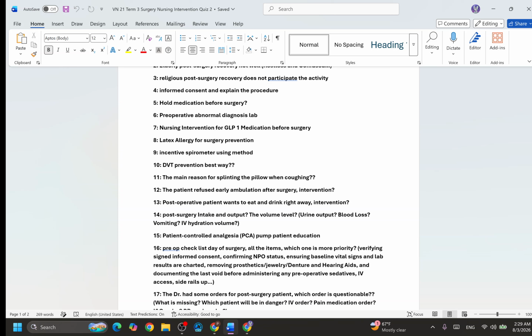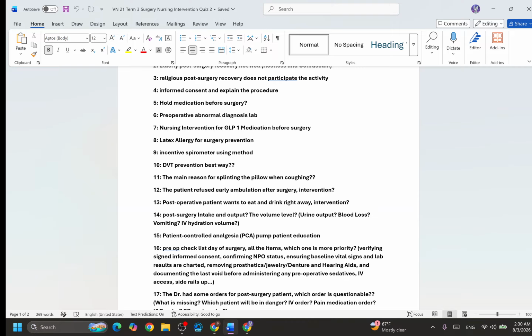Okay. So 14, the post-surgery intake and output, the value level. So this question is asking, okay, after the surgery and some intake and output, the number has changed. So what kind of value level is correct or normal or abnormal? So here is some kind of hint. Do you think the urine output, how much should it be normal? So that's why you can see the decreasing and increasing. So that's why we'll know, okay, this is normal or abnormal.